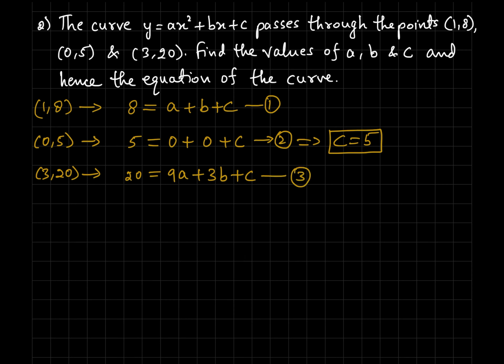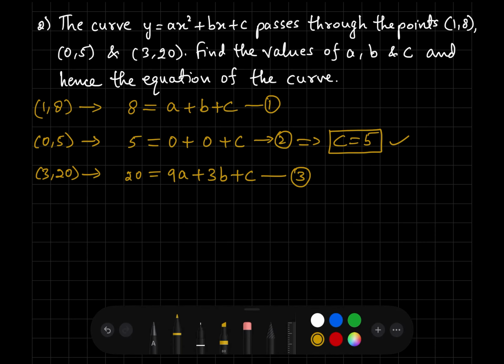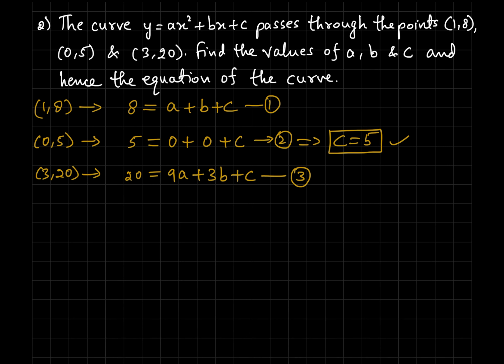Now what we can do, we can simply plug in c equal to 5 in equation number 1 and equation number 2 to rewrite our equations. So equation 1 will become 8 equals a plus b plus 5, or we can do now balancing thing like minus 5, minus 5. So 8 minus 5 is 3 and 3 is equal to a plus b.